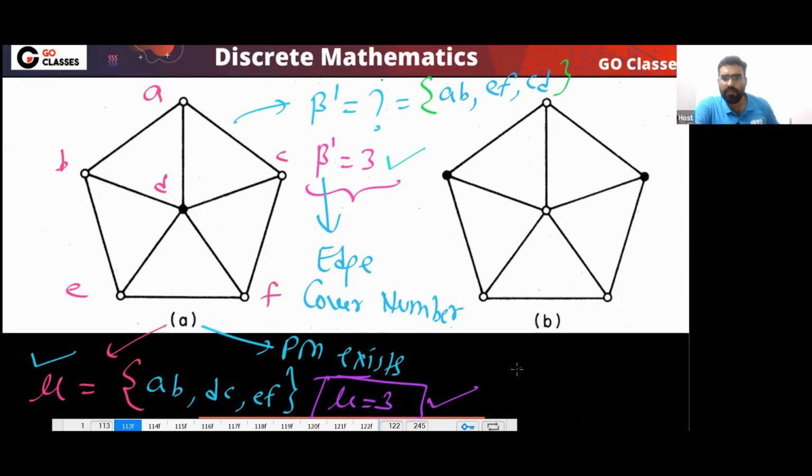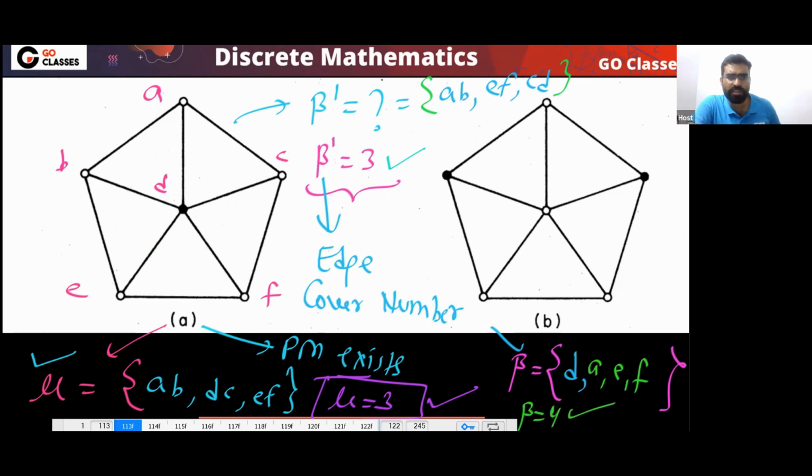And for this graph, what will be the beta? Vertex cover, which will cover all the edges. So you can take B, and this will cover these edges. If you take D, then it will cover all these edges, so these edges are gone. Then you can take A, E, F. So the vertex cover number will be 4. The beta will be 4.